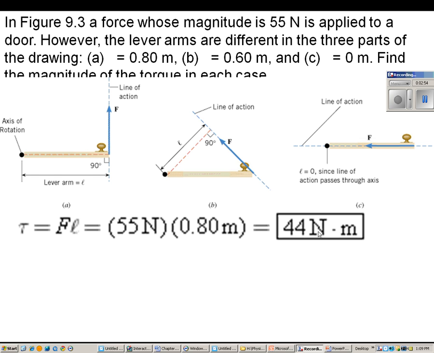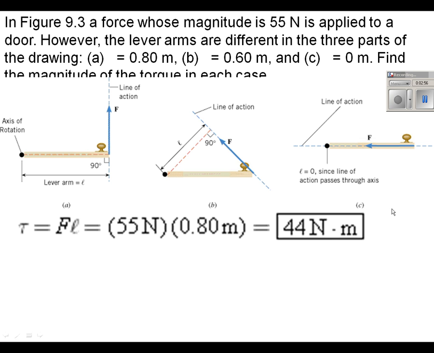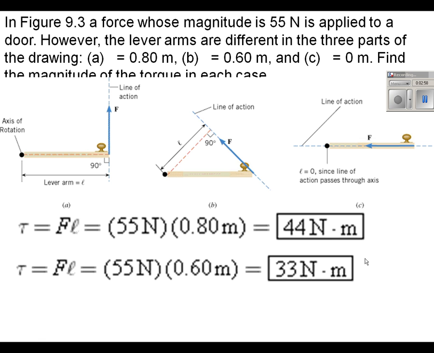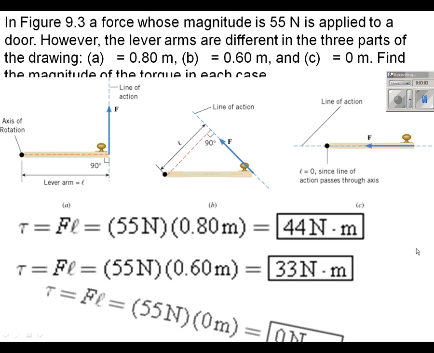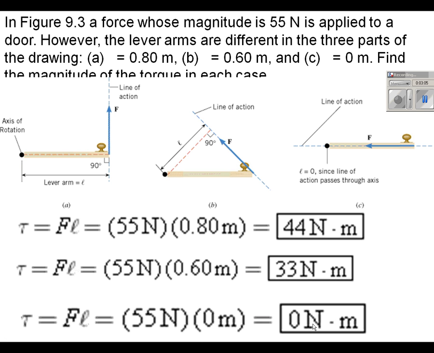The first one, you get a torque of 44 Newton meters. The second one is a torque of 33 Newton meters, force times lever arm distance. And the third one, the torque is 0 Newton meters.